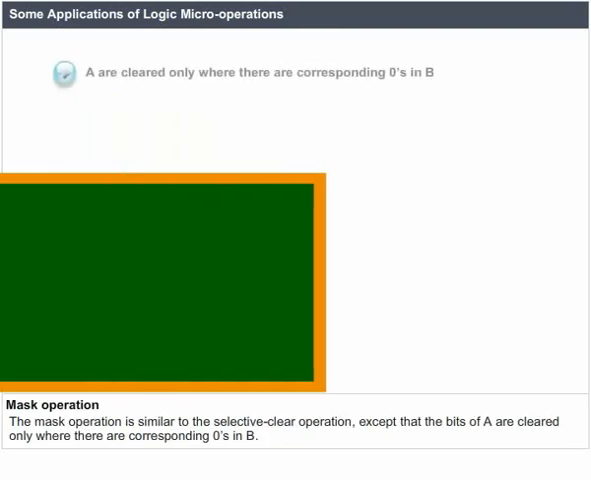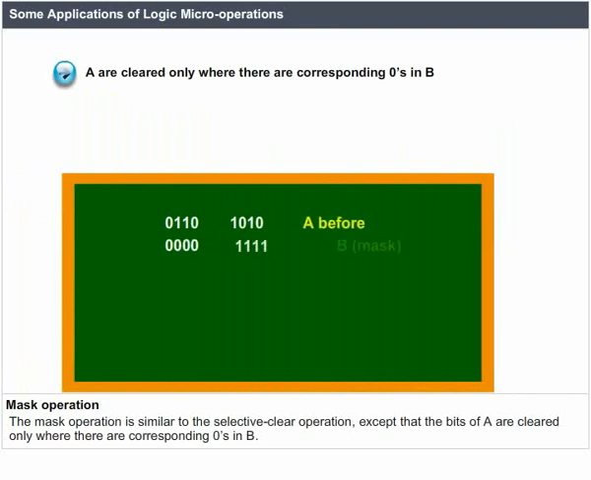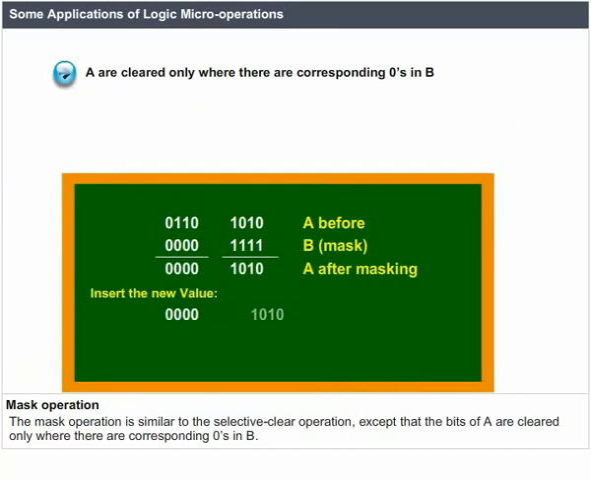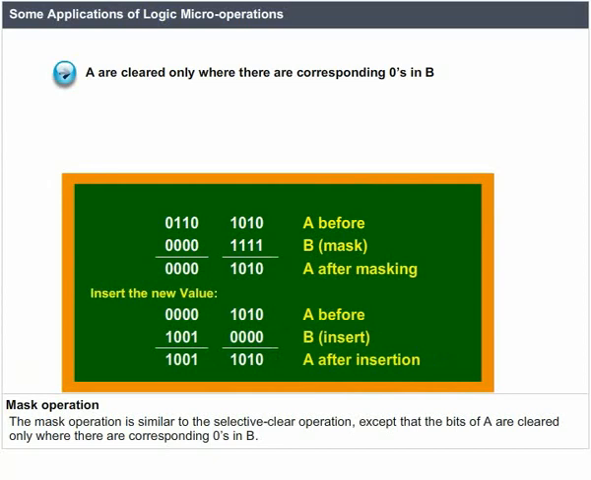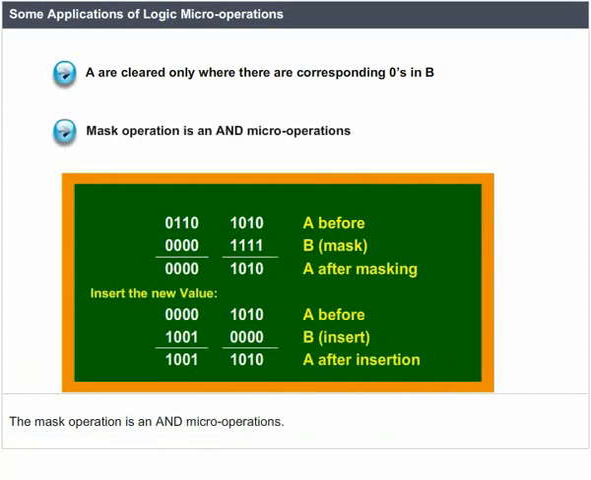Mask operation. The mask operation is similar to the selective clear operation except that the bits of A are cleared only when there are corresponding zeros in B. The mask operation is an AND micro-operation.